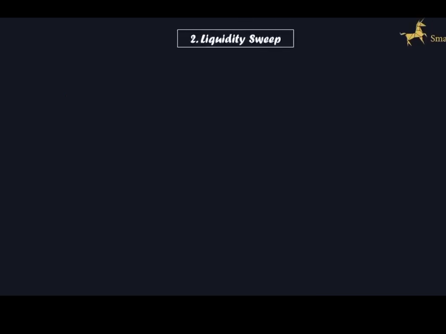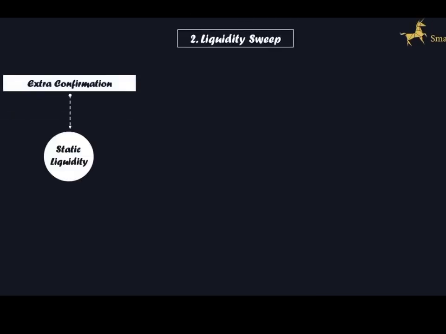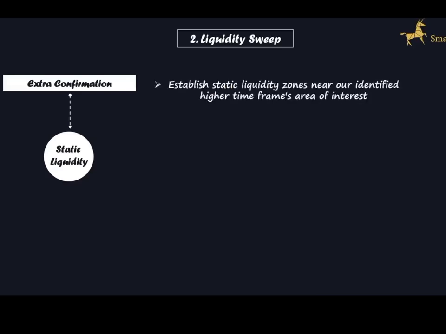Liquidity sweep. To obtain additional confirmation in identifying high-quality change of character patterns indicating an upcoming market structure shift, we should wait for the price to establish static liquidity zones near our identified higher time frames area of interest. We fully discussed static liquidity zones and their various types and models in the market in detail in our previous episodes. I strongly recommend watching those episodes carefully if you want to have a solid grasp of static liquidity zones and understand their profound impact on market price direction. However, let's have a quick breakdown of them here.